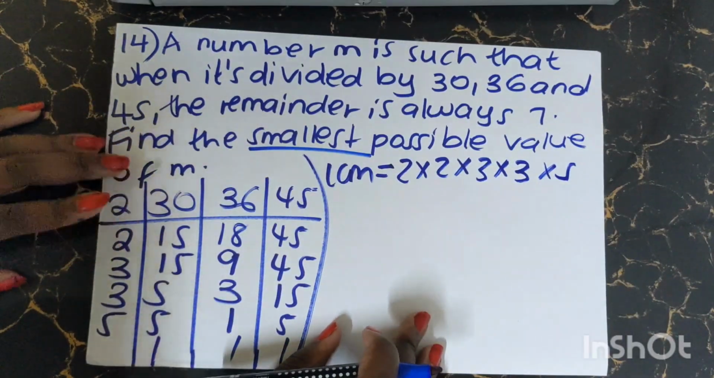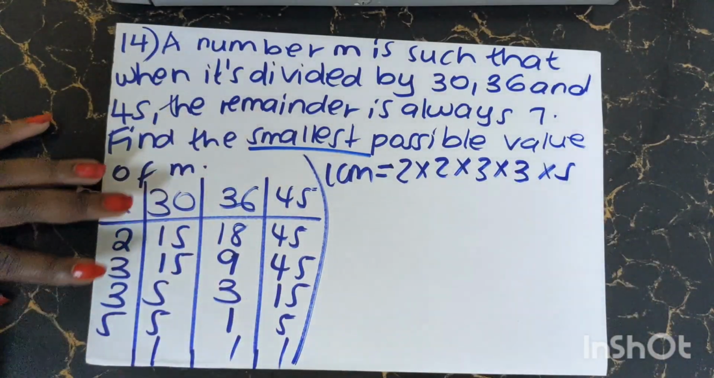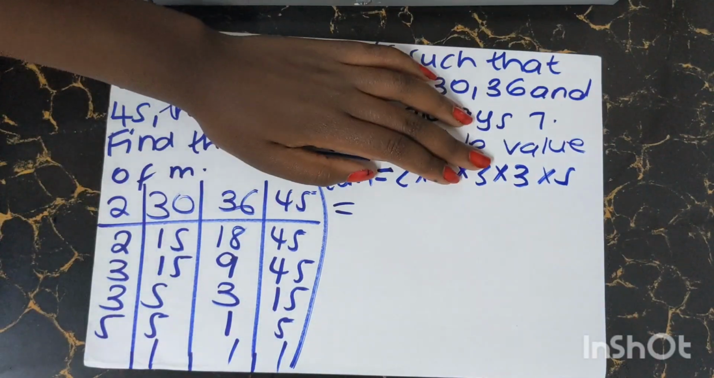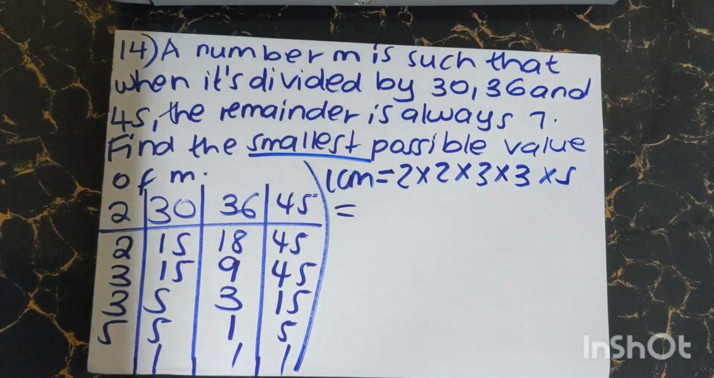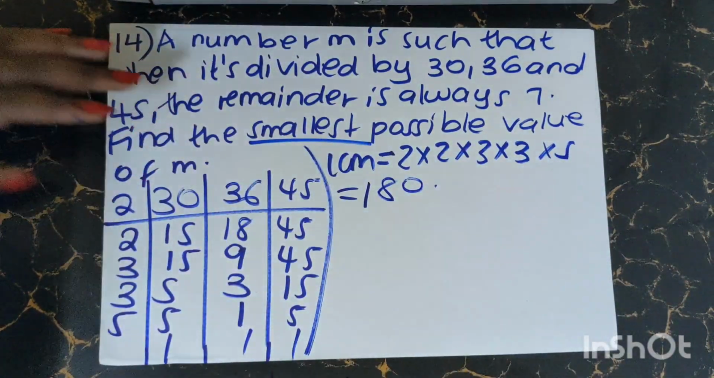This is what we are multiplying: 2 times 2 times 3 times 3 times 5. So when you do that, we get 2 times 2 is 4, 4 times 3 is 12, 12 times 3 is 36, and 36 times 5 is 180. So the LCM is 180.